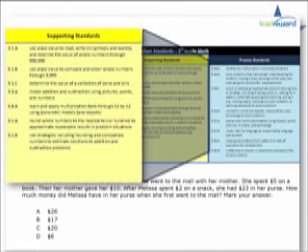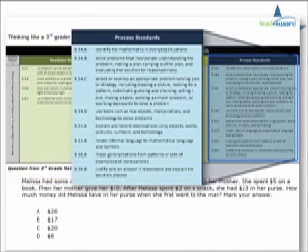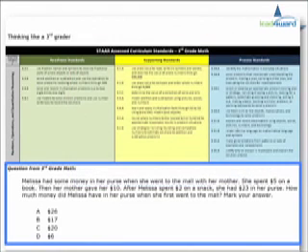The yellow area shows the supporting standards. These support the readiness standards. And the blue area shows the process standards. These are the student expectations that relate to the skills in the content area. At the bottom of the page, you will see a sample third grade question.